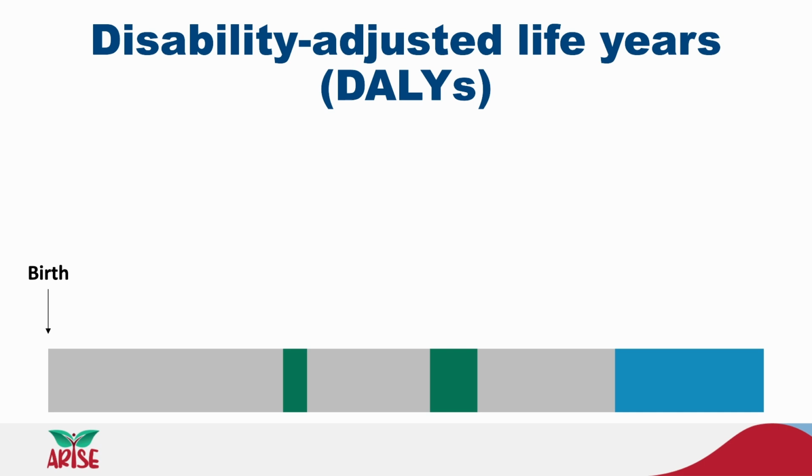Here we have a rough timeline of a hypothetical person's life. The start of the timeline is their birth, and we can see that they experienced poor health due to a certain condition and an injury during their lifetime, as represented by the green blocks. The green blocks indicate the length of time that they weren't well due to the health condition or injury.